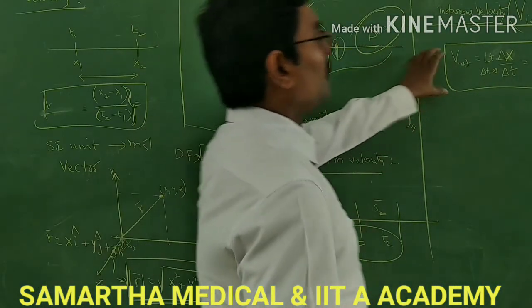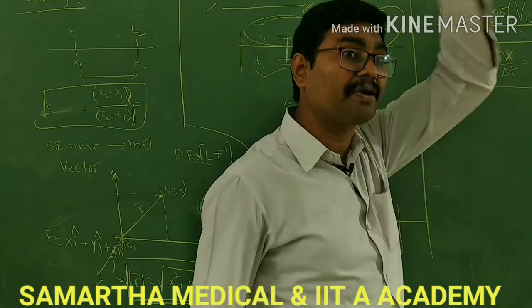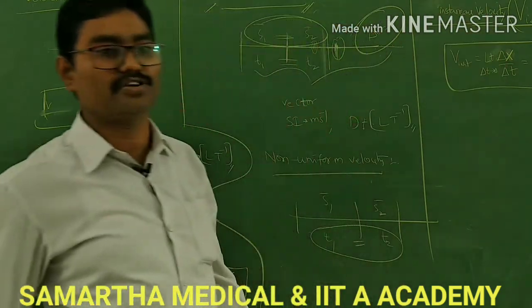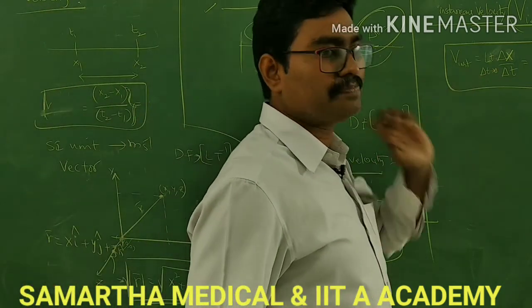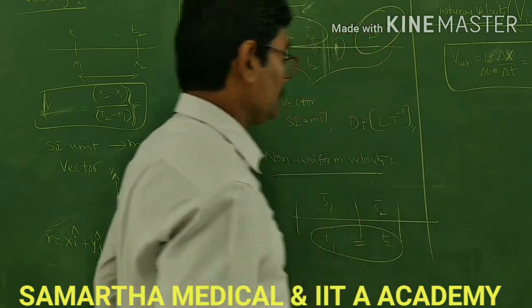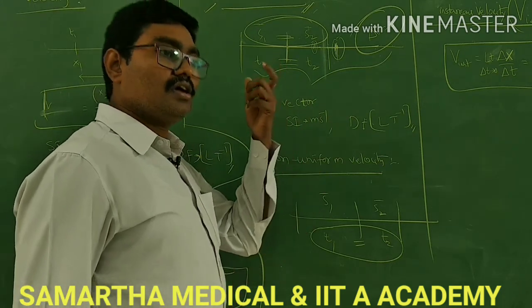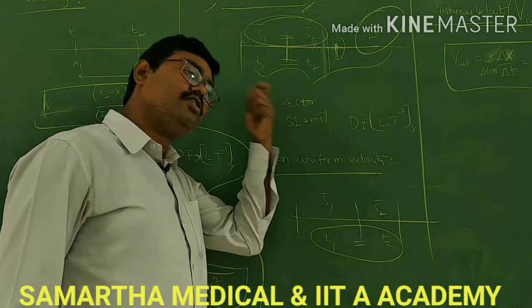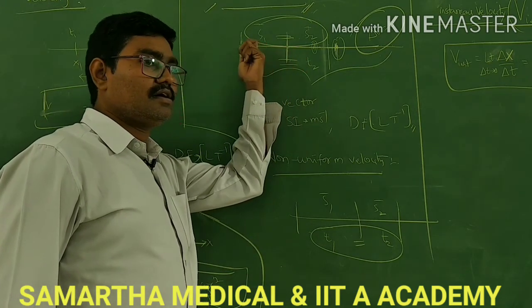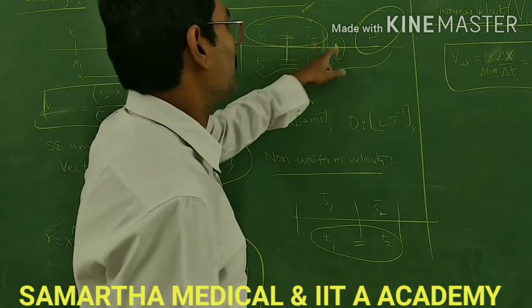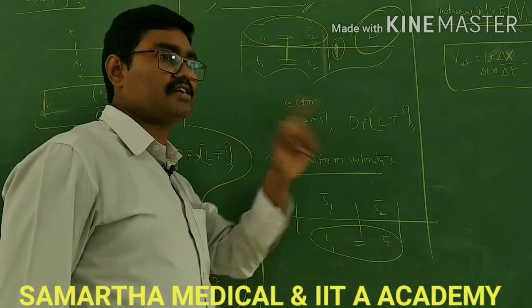I told you the magnitude of instantaneous velocity is equal to instantaneous speed. Right, next. When a body is going along a straight line, in that situation instantaneous speed is equal to instantaneous velocity, and instantaneous velocity is equal to uniform velocity or average velocity in a straight line.